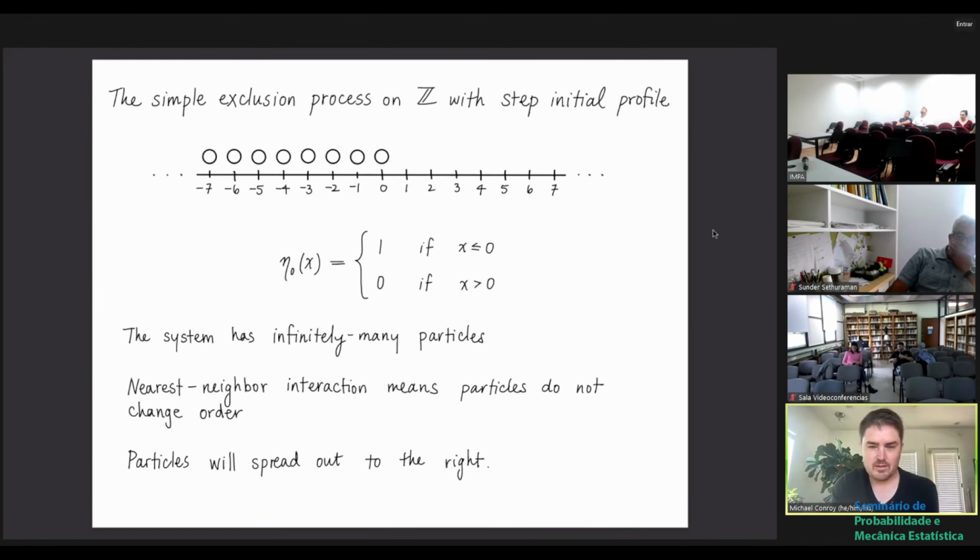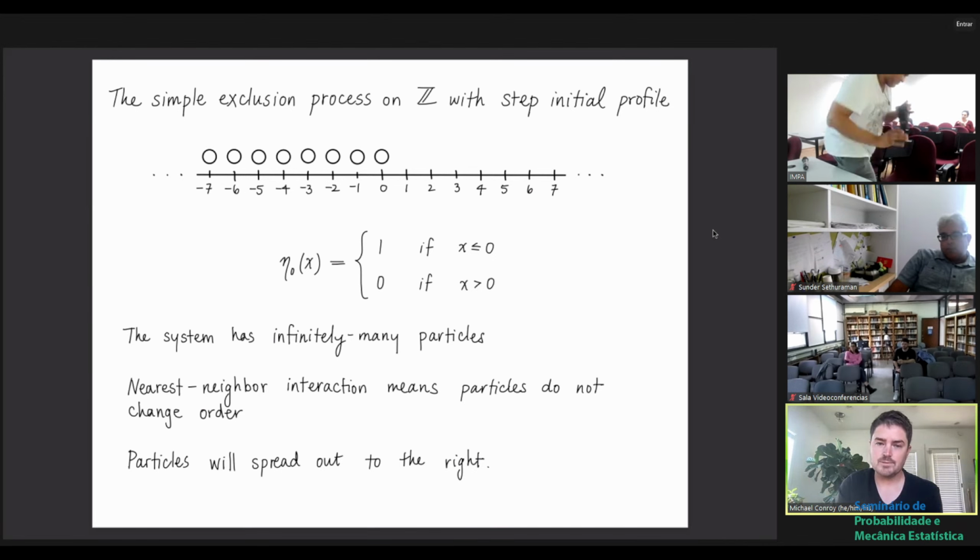So let me start with the model, considering the simple exclusion process on the integers with a step initial profile. This is an initial condition where we place a particle at every non-positive integer with no particles to the right. So the system has infinitely many particles, and there is nearest neighbor interaction only, and this is the exclusion process.